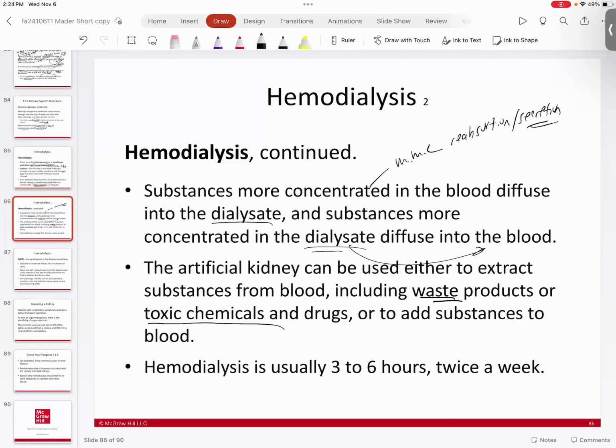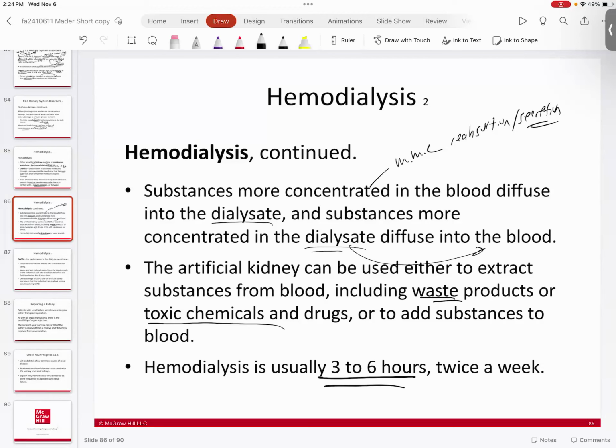Normally, hemodialysis will take around 3 to 6 hours, twice a week. Right? So a dialysis patient is often making a routine visit to their dialysis center, and they're going to be there for a while.